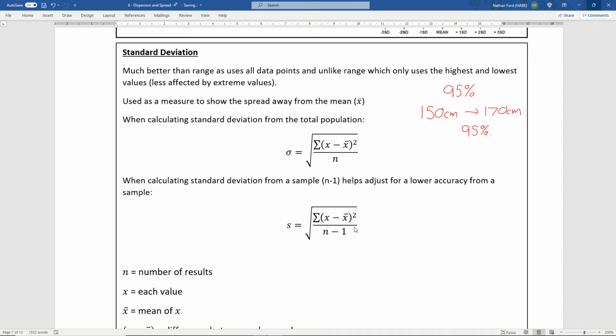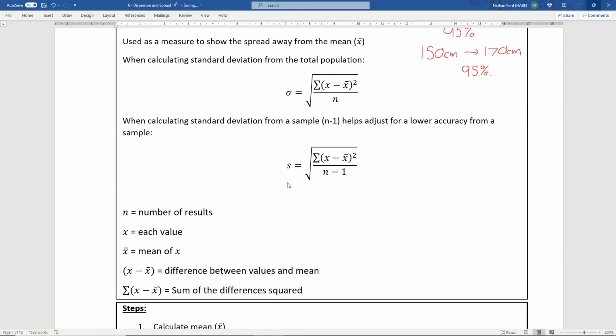All of these we've done before. We have, and it's written here, n being the number of results, x being the value, x bar being the mean. Now, you'll notice that we have this sigma.